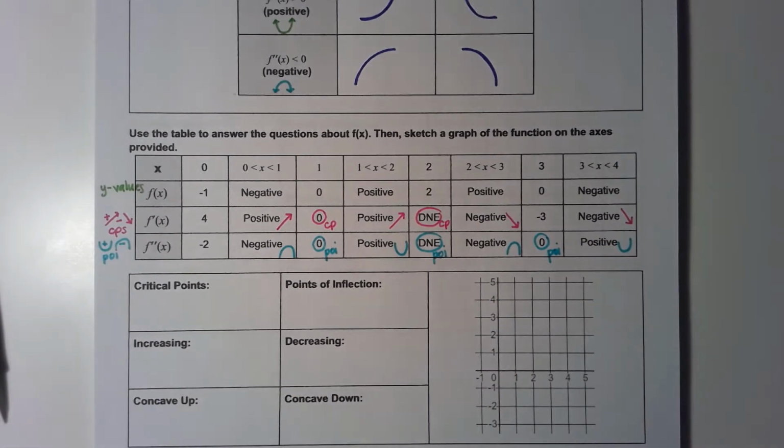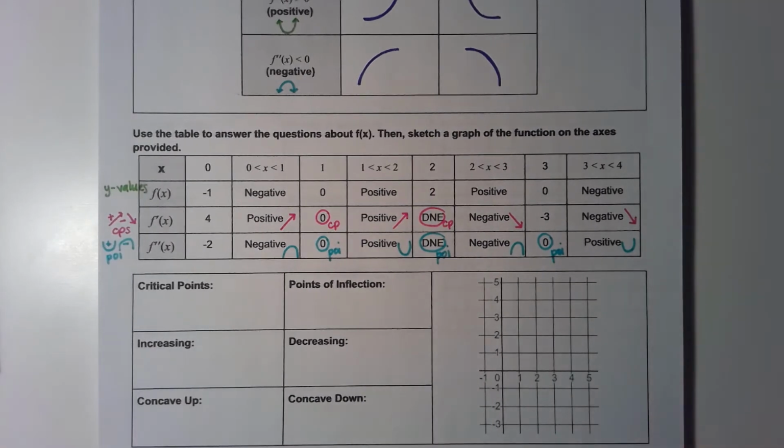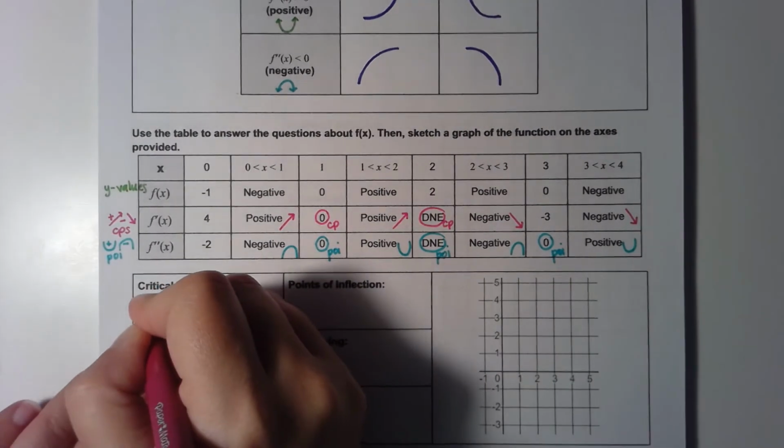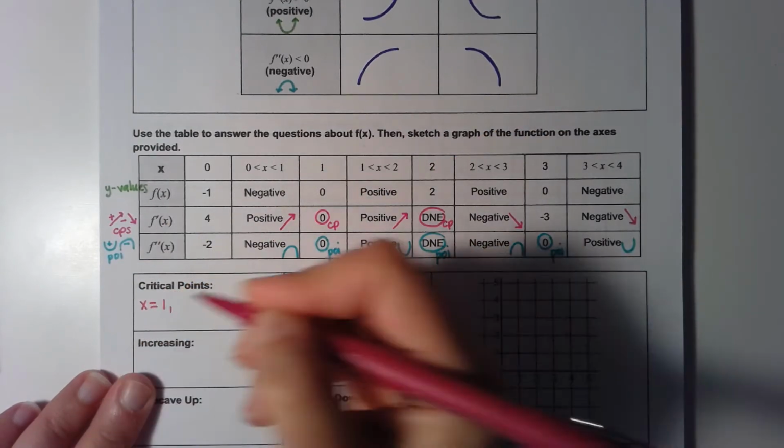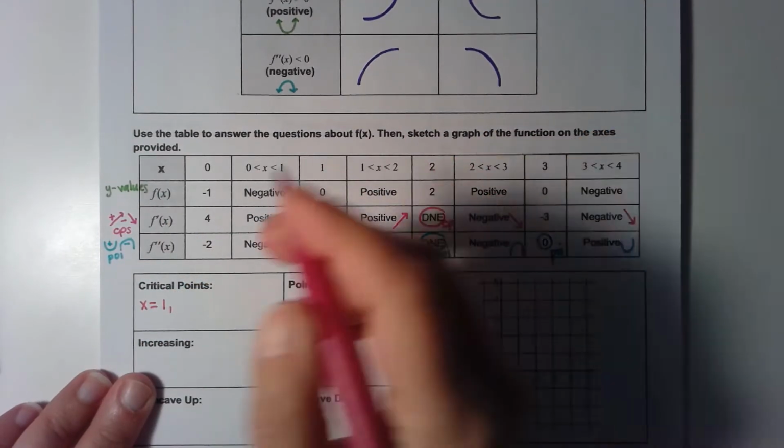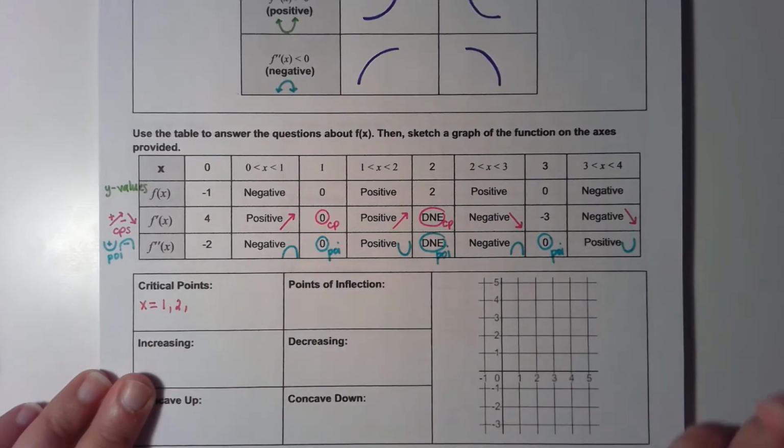Okay, once you've got your table labeled and you have little pictures drawn to help you remember and keep this organized in your mind, it's a little bit easier to answer some of these questions. So let's talk about critical points. Well, we labeled the critical points in the table. We said the critical points were when x was 1, x was 2, and then that was it. I don't think there were any other critical points.